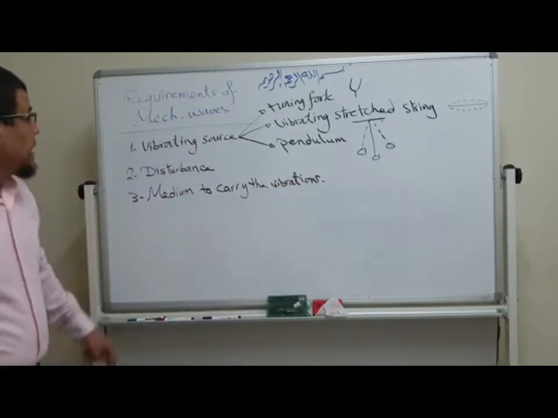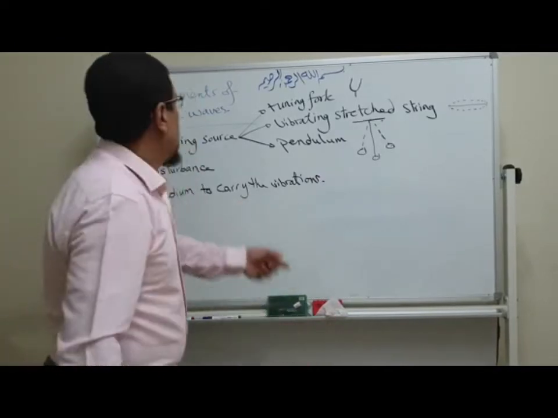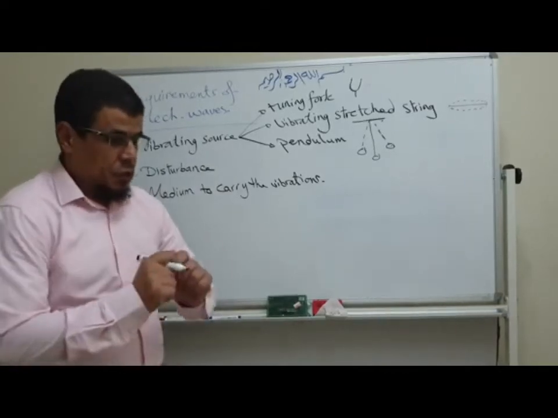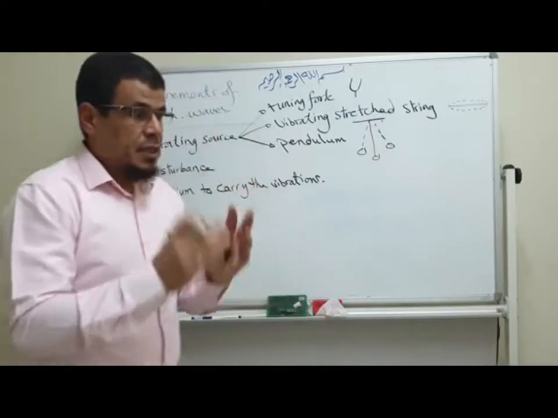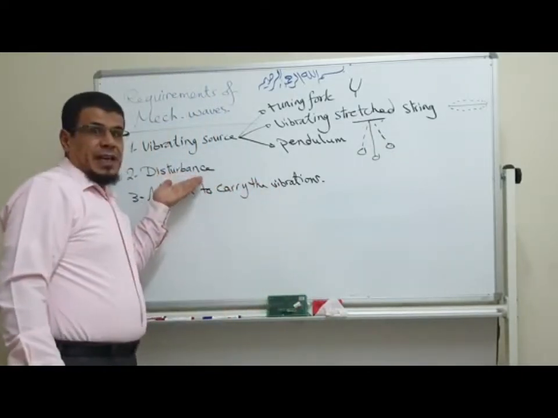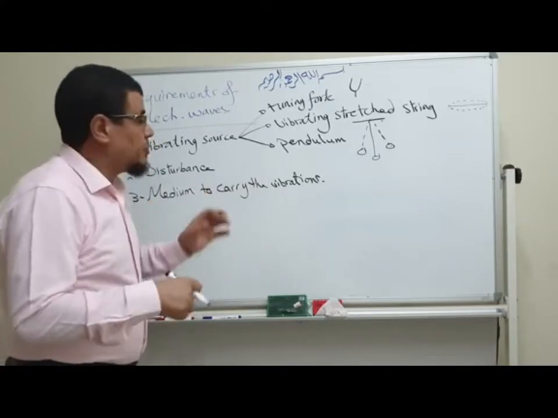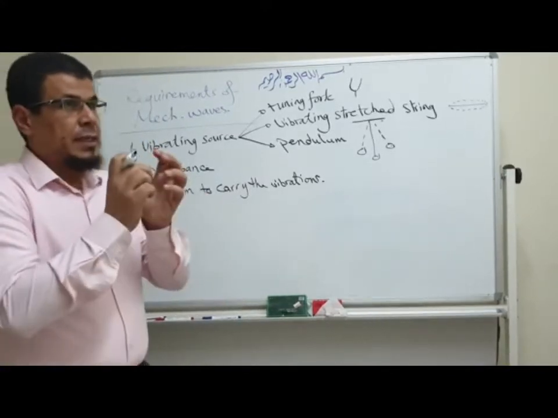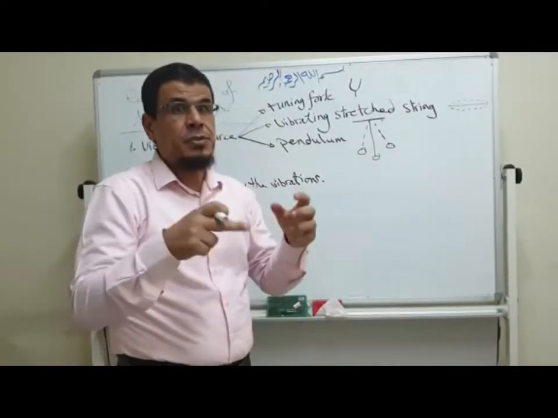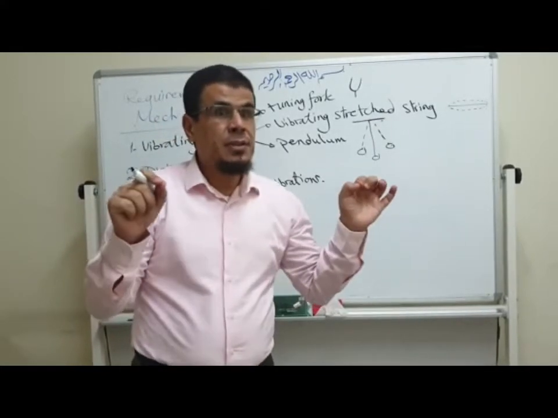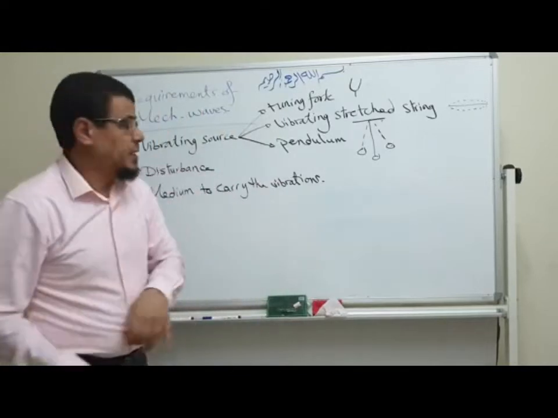So these are the three requirements needed to produce a mechanical wave. We need a source. This source makes vibrations. These vibrations work as a disturbance from the source to the medium. And to enable the mechanical wave to travel, we must have a medium, because mechanical waves don't propagate into space. They always need a medium.